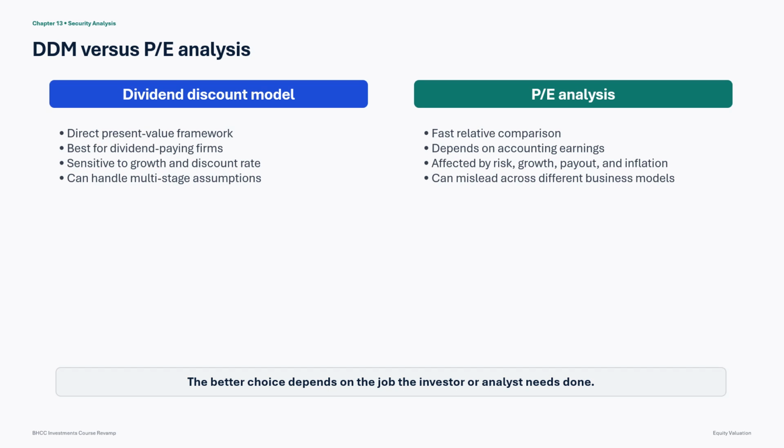Cyclical companies create a classic trap. Near the top of the cycle, earnings can be unusually high, and the PE ratio can look low. Near the bottom, earnings can collapse, and the PE ratio can look high or become meaningless. The apparently cheap multiple may arrive just before profits normalize downward.